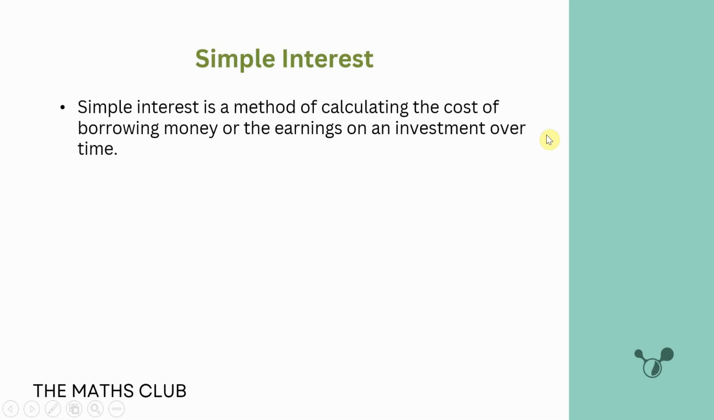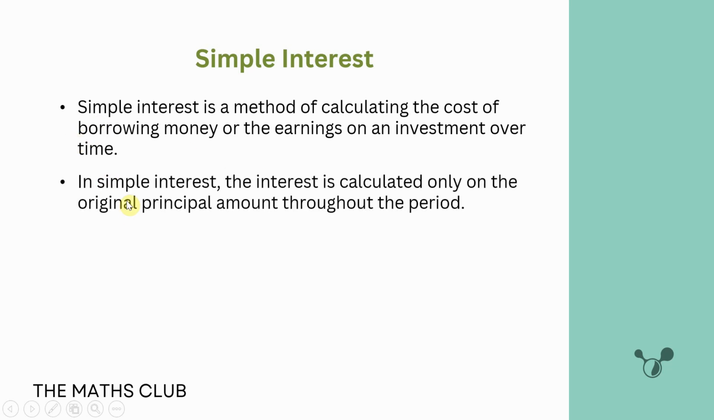Simple interest is just a method of calculating the cost of borrowing money or the earnings on an investment over time. Just like we said, it is very simple. The interest is calculated only on the original principal amount throughout the period. So even if I tell you that I want to borrow you 10,000 naira at an interest rate of 10%, and you tell me you want to borrow that 10,000 naira over 5 years, all you'll be paying is just 10% of the 10,000 every year as the interest.